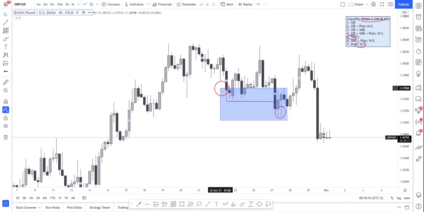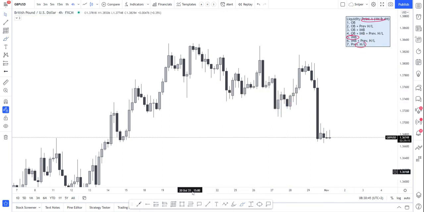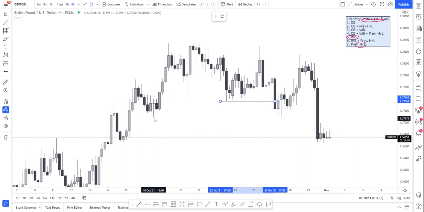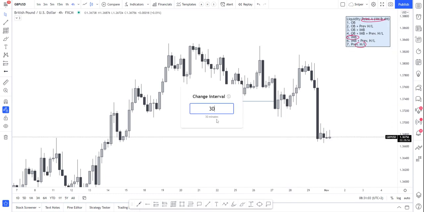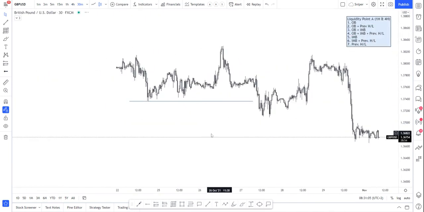But there's something more, something else as well. We have this low, as discussed, this low, and we have this low. But inside this area, we potentially have something else as well. So let's just remember that we have this previous low, so we have a number 7. Let's go to a lower time frame.